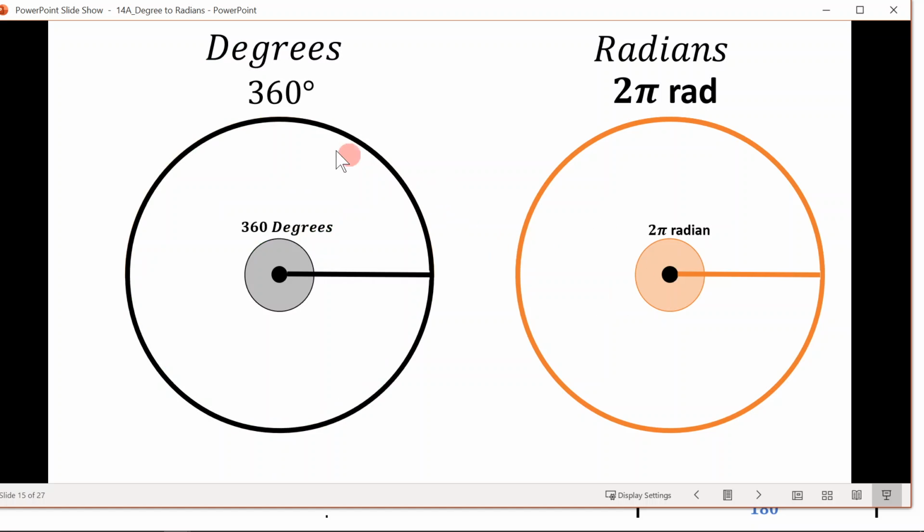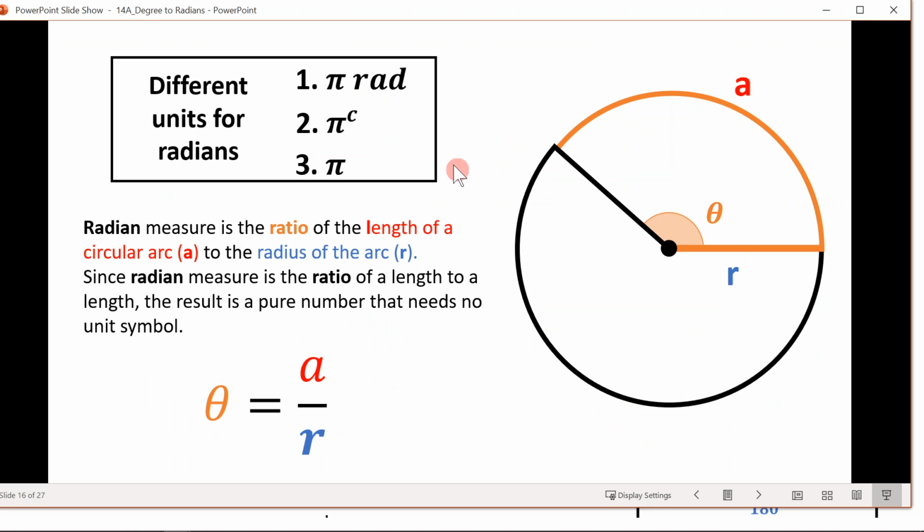So now we've got 2 different ways of thinking about measuring angles. You've got degrees and you've got radians. One has 360 degrees, one has 2 pi radians. It's also important to know in terms of the units for radians, sometimes you can just write rad. Sometimes you write this right here, this superscript with a c, but 9 times out of 10, the vast majority of the time, you don't put any unit at all. And the reason for that is because the radian measures the ratio of the length of the circular arc to the radius of the arc.